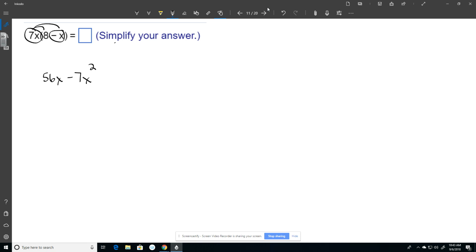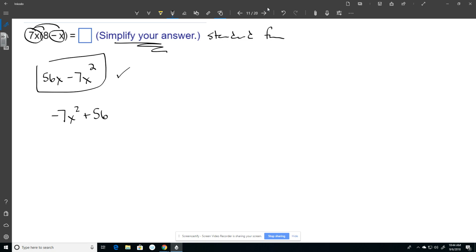Depending on what it tells you right here, this is an acceptable answer. It might want you to answer it in standard form. If it said standard form, it wants the squareds to come before the x to the first power. So you would rewrite it negative 7x squared plus 56x. But I think it'll accept either answer.